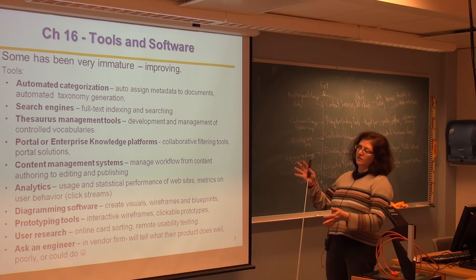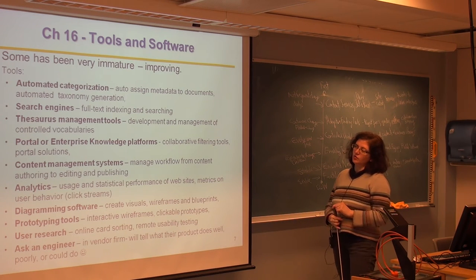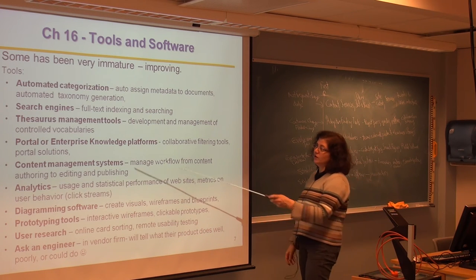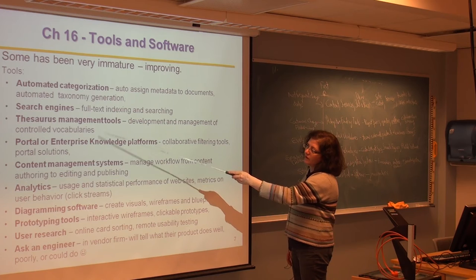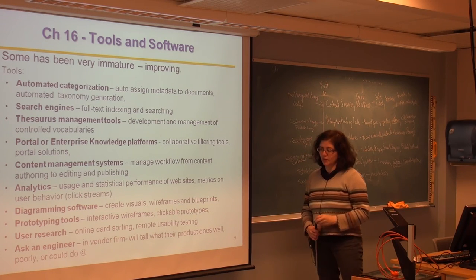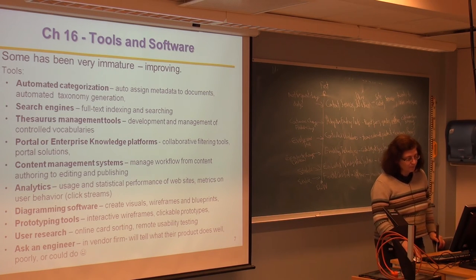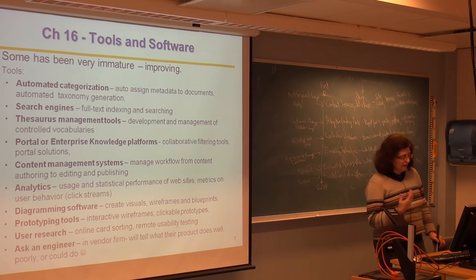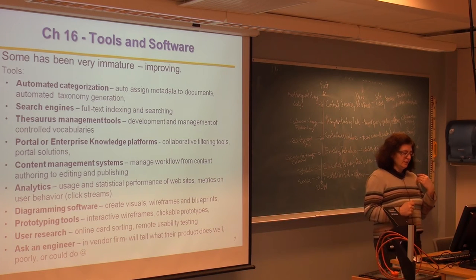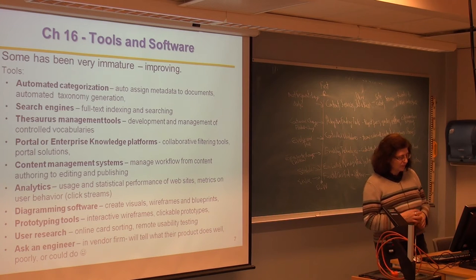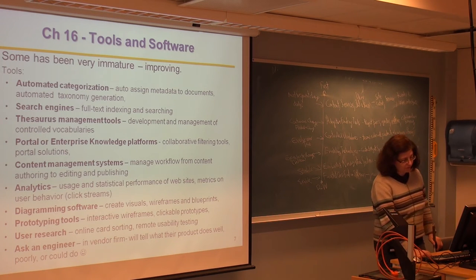So this is the main point of this chapter, to point out that there are different types of software and tools that can be used in the design process. And these are all the categories of tools that could be helpful. And we pointed out the last time a website that points to some of this software that creates blueprints and wireframes, that helps you to do analytics, card sorting, and visualization software. And then there are also search engines like Google that you can adapt and use on your site for free with advertising.